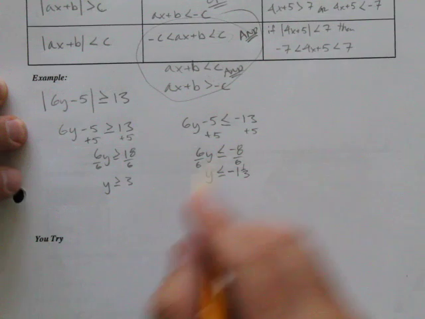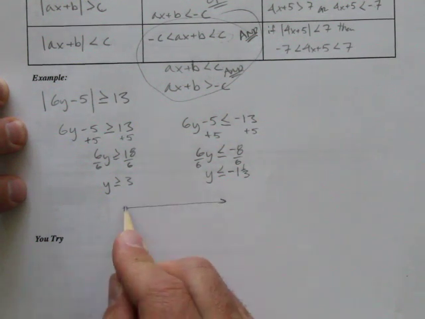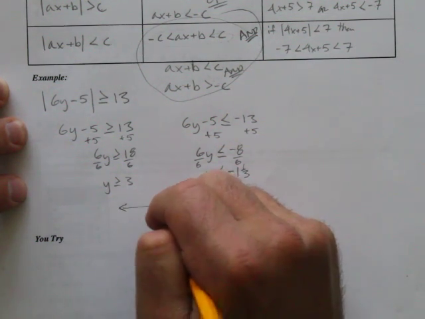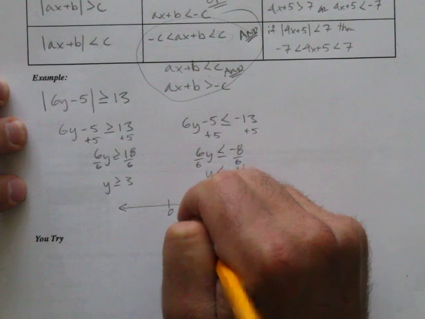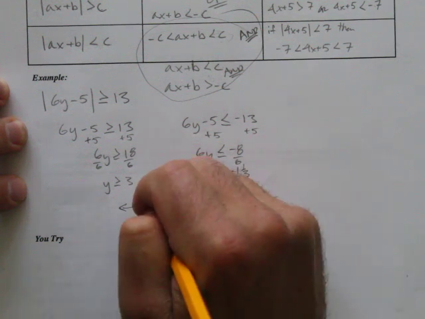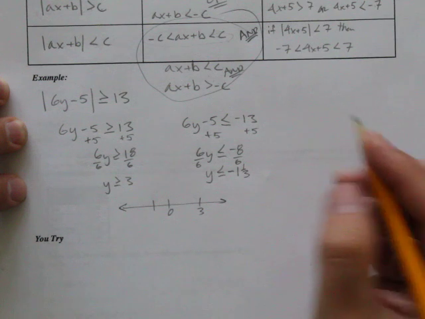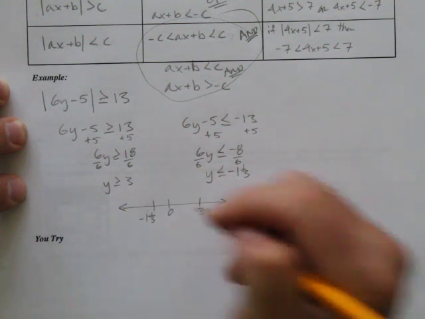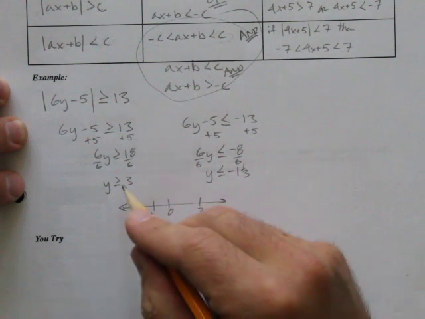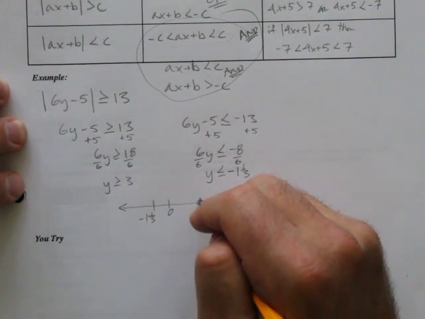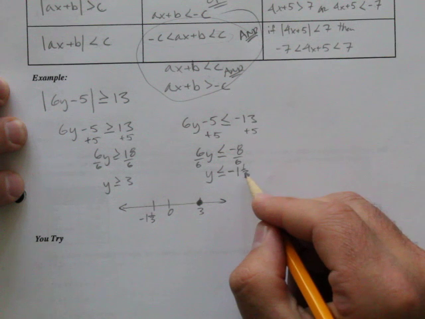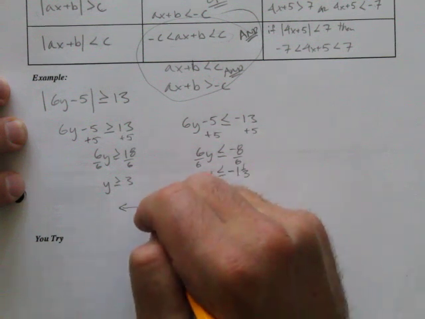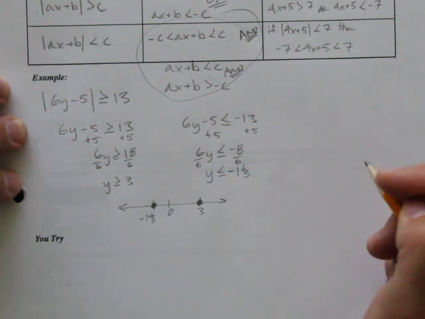All right, so let's graph this thing. I'm going to put 0 right here. I'm going to put positive 3 right here. I'm going to put negative 1 1/3 right here. Now this 3 is included, solid circle. This negative 1 1/3 is included, solid circle.